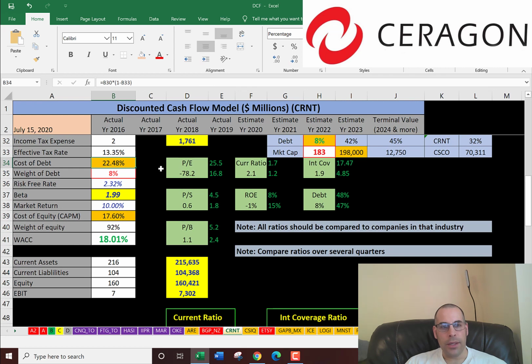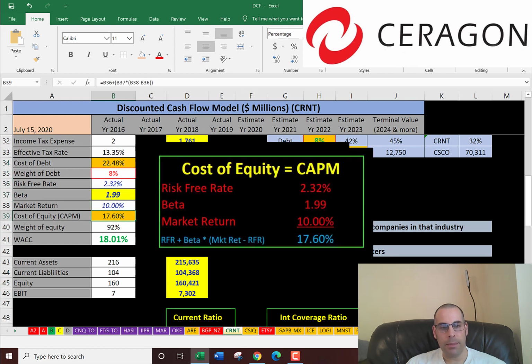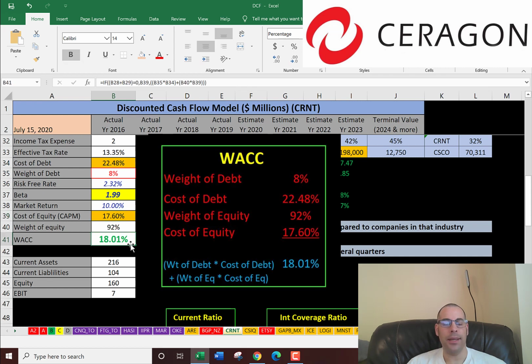So let's look at a capital structure. The cost of debt is 22%, and they have 8% of debt. The cost of equity is 17%, and they have 92% equity. So the WACC is a blend of the cost of debt and cost of equity. That comes out to 18%, and that's the discount rate we're going to apply to the future cash flows.